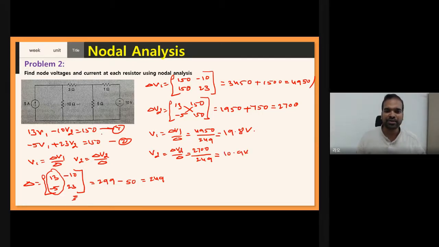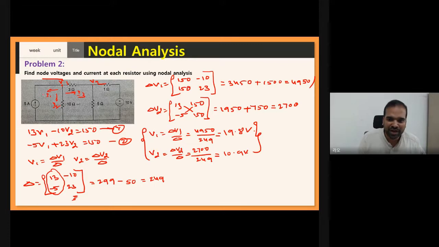See here, by using Cramer's rule, we find what? Node voltages V1 and V2. Now the first thing is completed. The next thing, by using these node voltages, you need to find the current at each resistor. Now see here, I have considered this is my V1 and this is my V2. So here I have considered this is I1, I2 and this is my I3. Yes or no? So therefore I1 equals what?